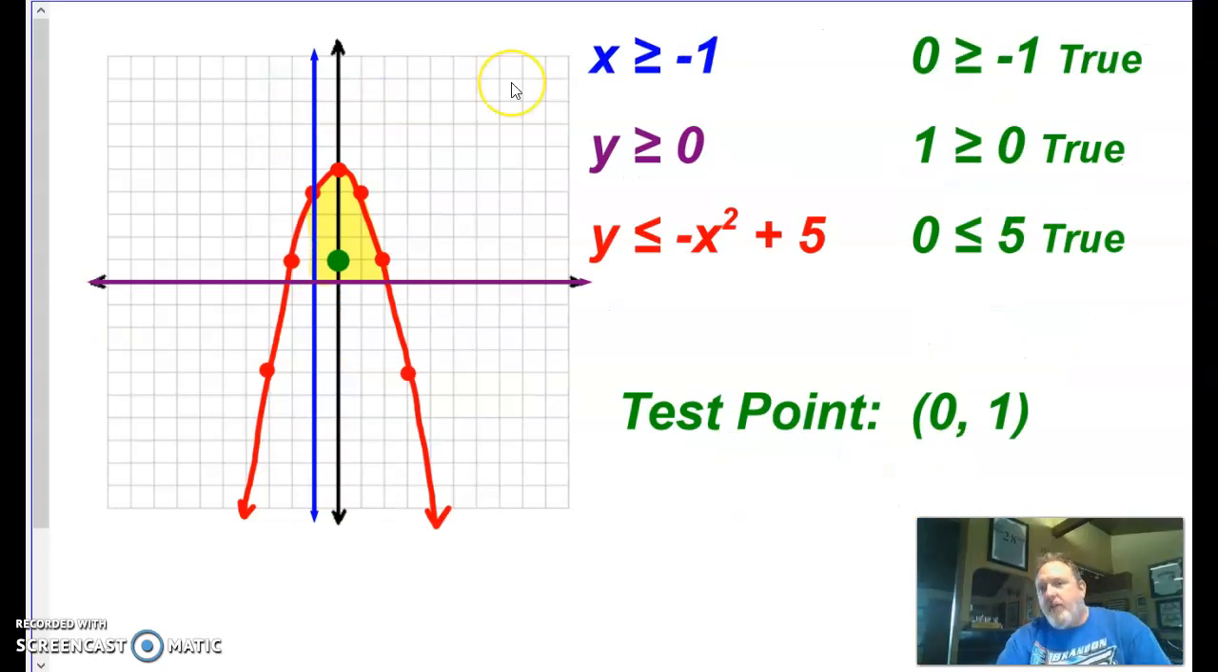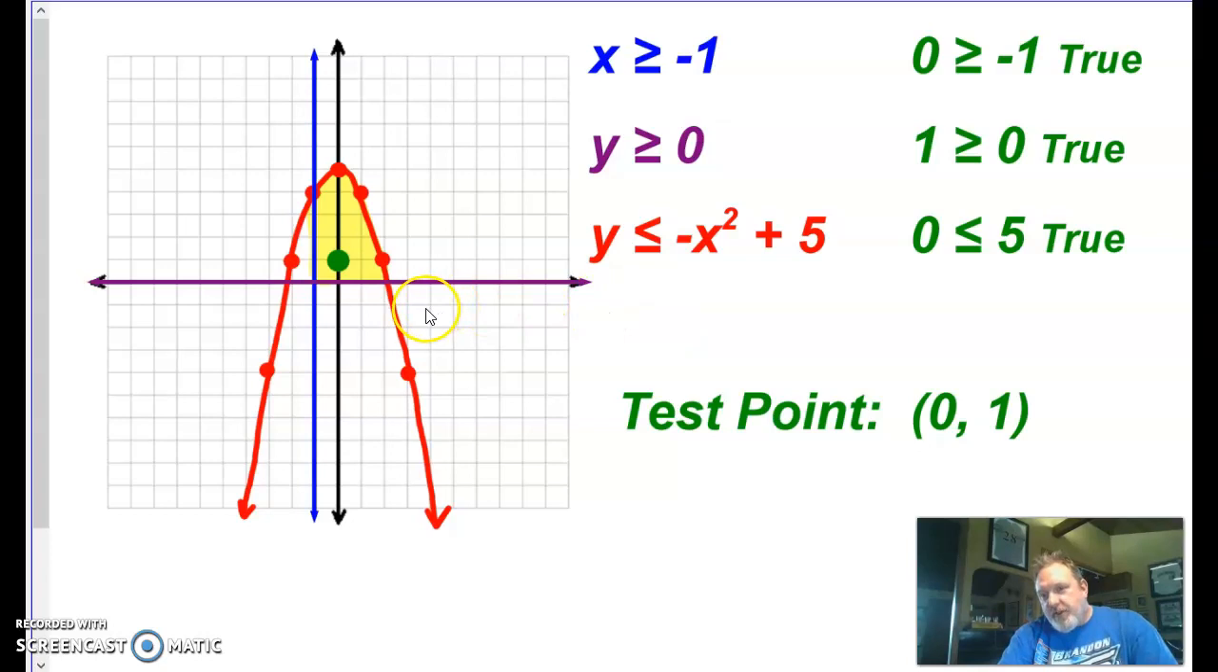Okay, again, here we have 3 inequalities. This time we have 1 quadratic and 2 linears. That's fine. So y greater or equal to 0, that's solid. X greater or equal to -1, that's also solid. And then we have our quadratic here opening down because it's -x squared.